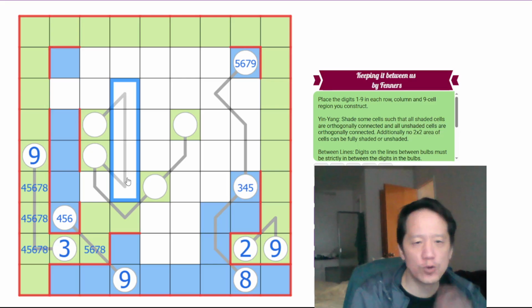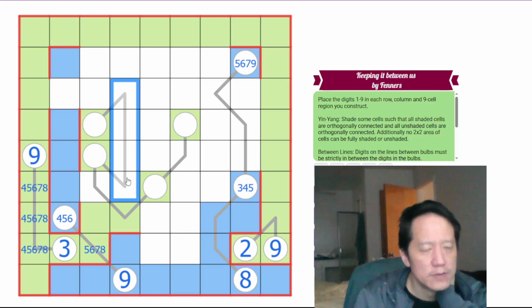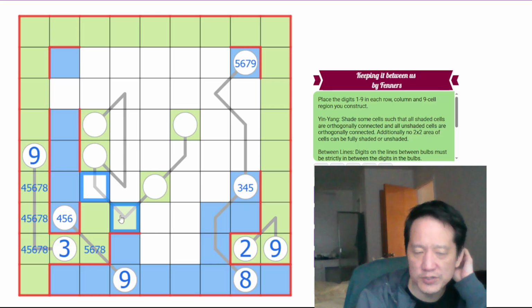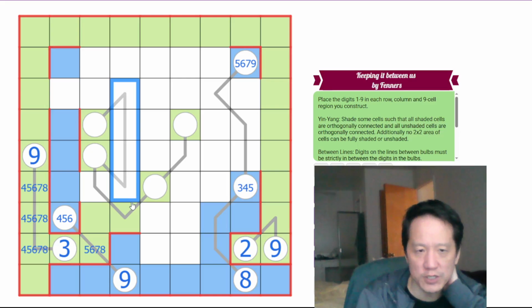This has 4 digits in between. That's interesting. This is 2, but they could be the same one. This is 4 unique digits in between, shall I say.